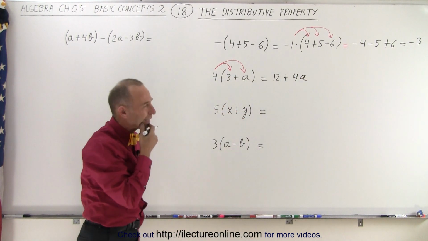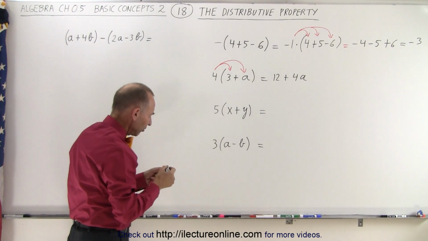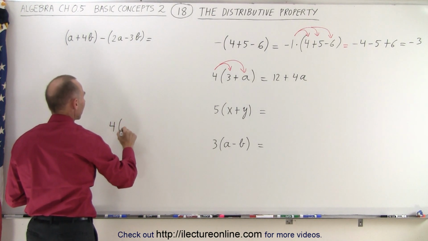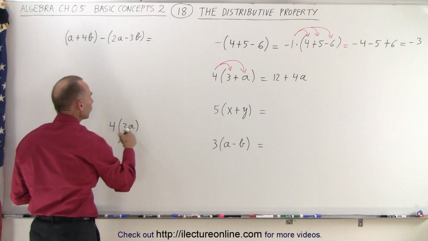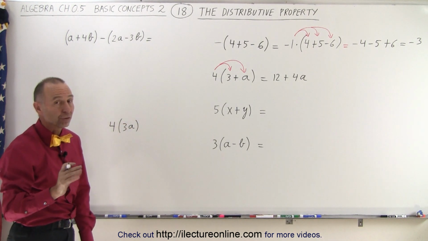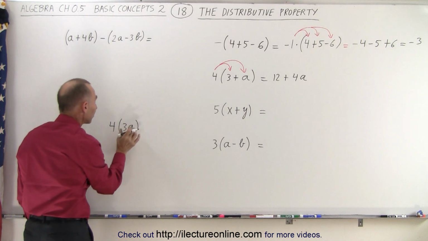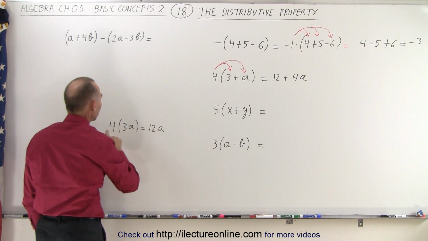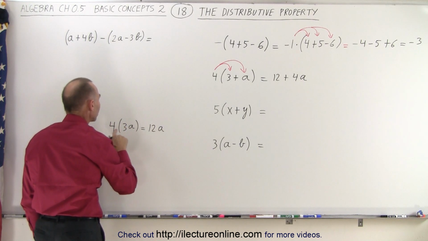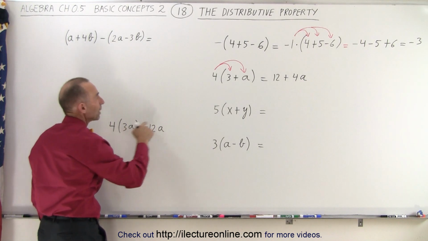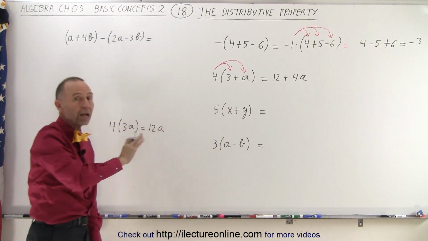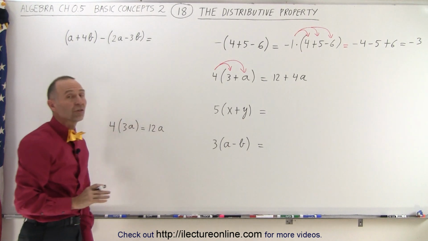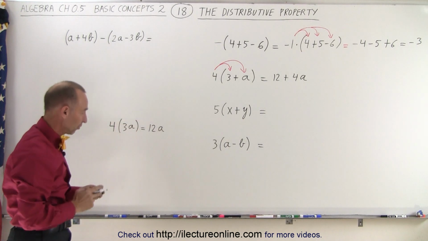Some of us might get confused because sometimes we see something a little bit different. What if we have this as an example? 4 times 3a. Do we use the distributive property there? And the answer is no, because it's 4 times the quantity 3a. This is equal to 12a, not 4 times 3 plus 4 times a. There's no plus sign in between like we see over there, so we do not use the distributive property. This is not associated with the distributive property, so you can see the difference.